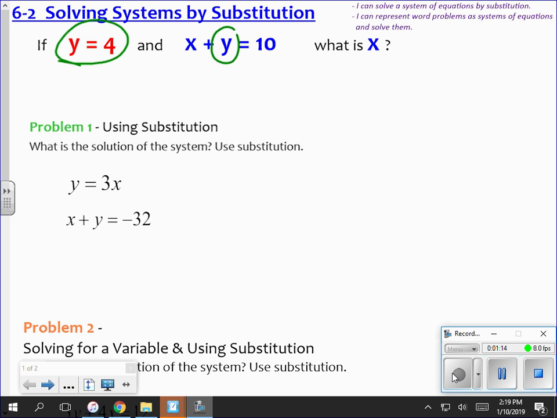I take this y here and replace it with 4. What's y? Y is 4. So I take y and I replace it with 4. And then I solve that equation for x. This one's easy. Subtract 4 from both sides. And I get x equals 6.